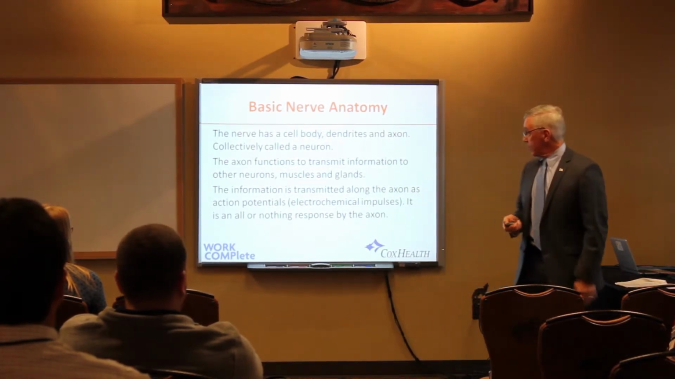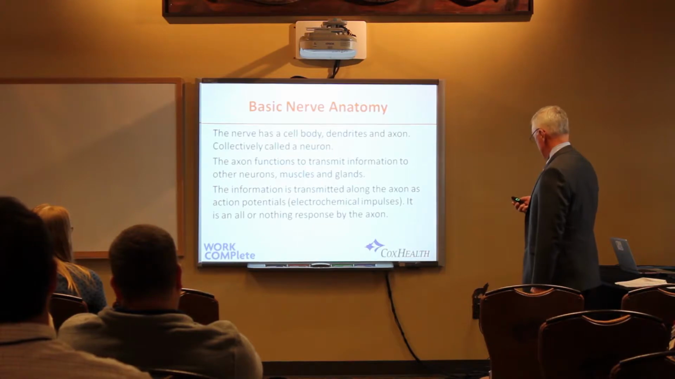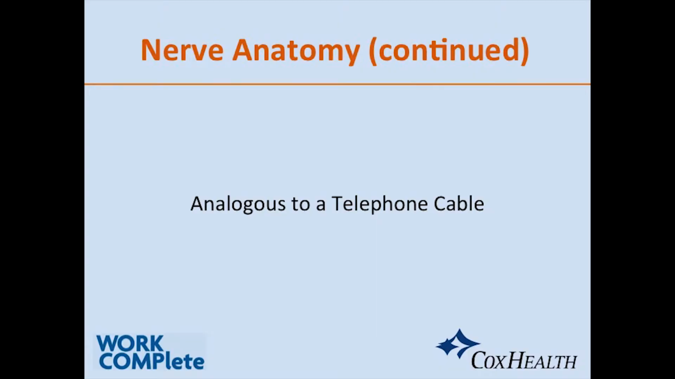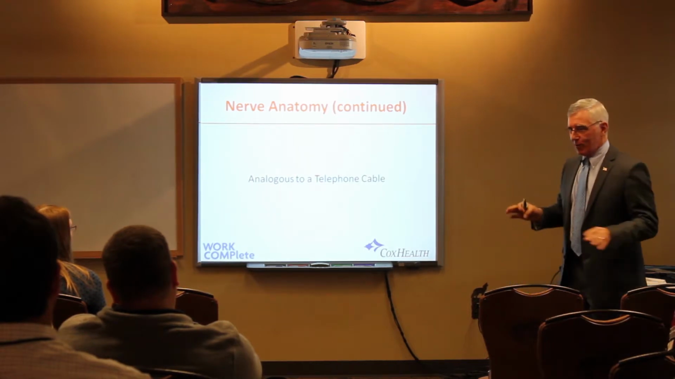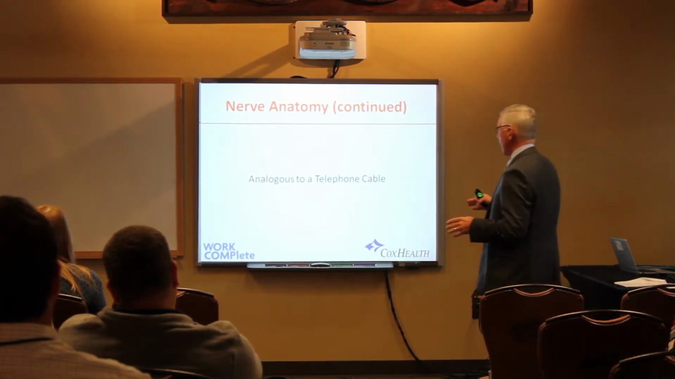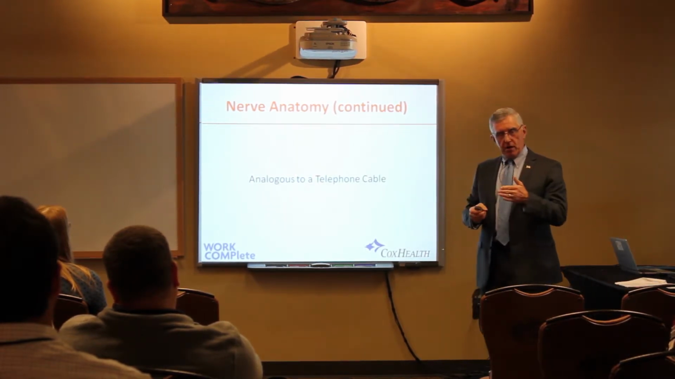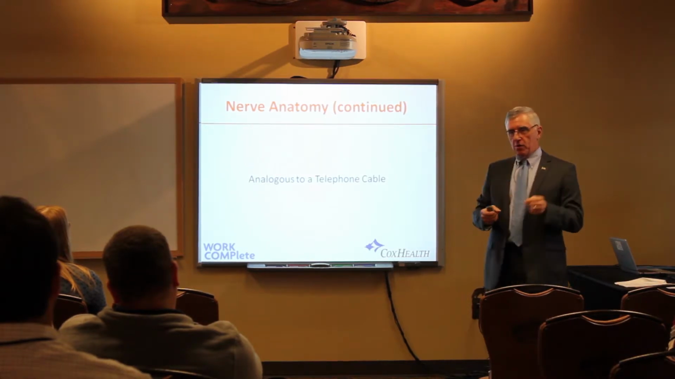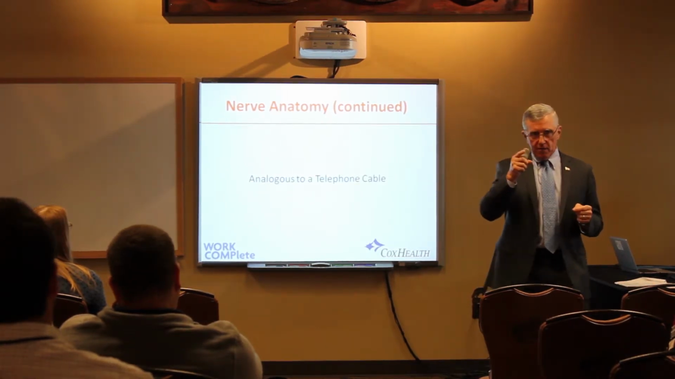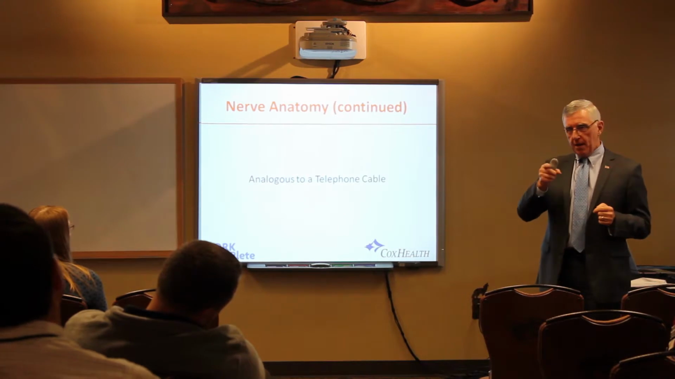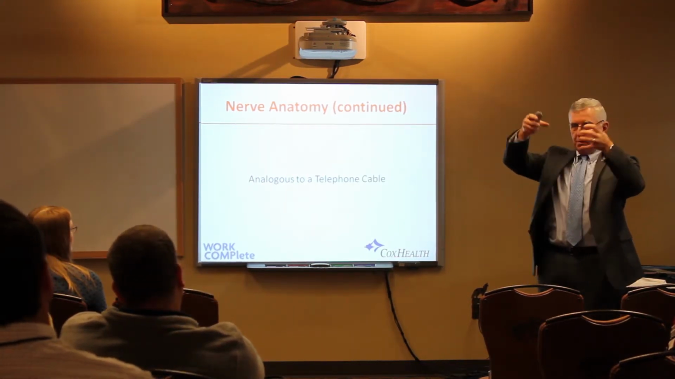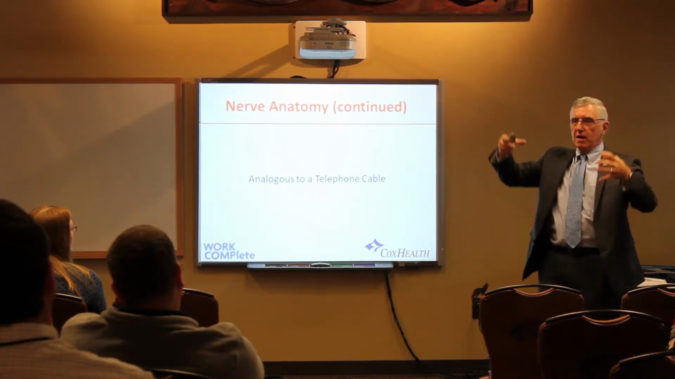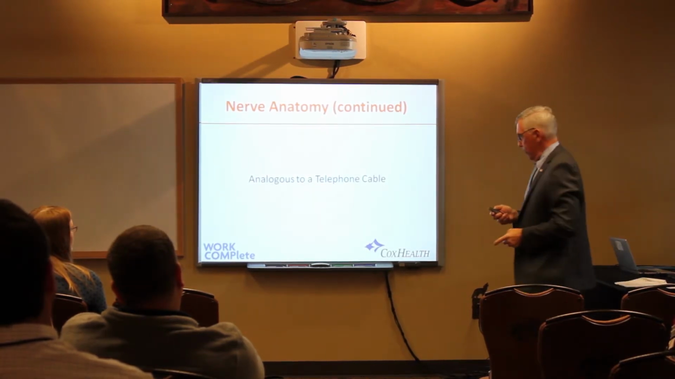Now, the nerve is analogous to a telephone cable. Having been a lineman for the phone company before I went into graduate school in medicine and dentistry, I can tell you if you look at a telephone cable in cross-section, you'll find that the individual fibers are grouped into a group that's grouped into a bigger group, and those bigger groups are grouped into what the layman will see as the telephone cable.